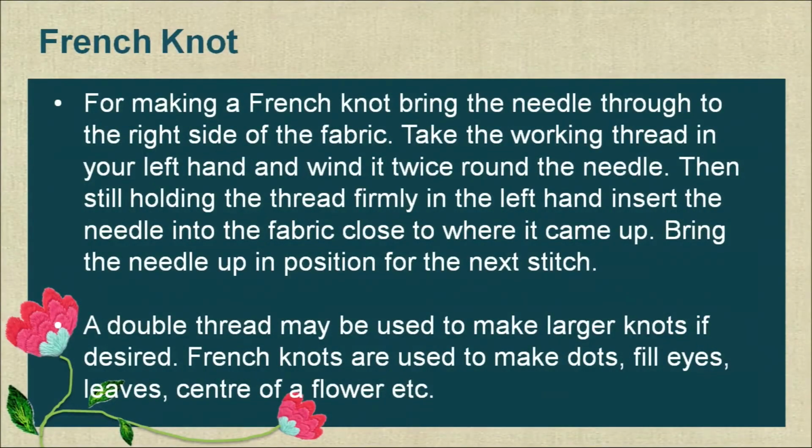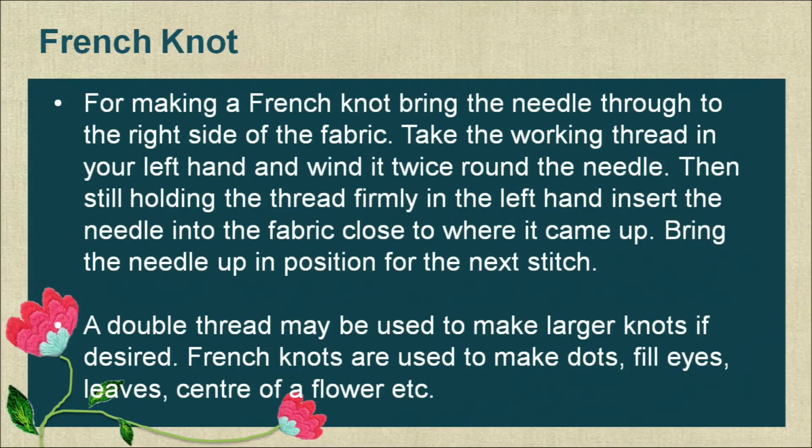Now let's move on to the next one, which is a French knot. For making a French knot, bring the needle through the right side of the fabric. Take the working thread in your left hand and wind it twice round the needle. It could be twice or thrice, so you can see how big a knot has to be made. Then, still holding the thread firmly in the left hand, insert the needle into the fabric close to where it came up. Bring the needle up in position for the next stitch.